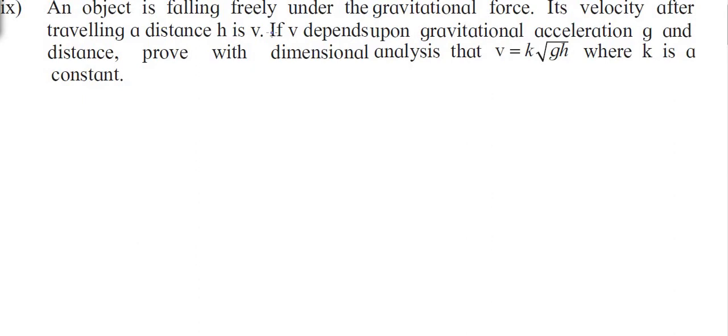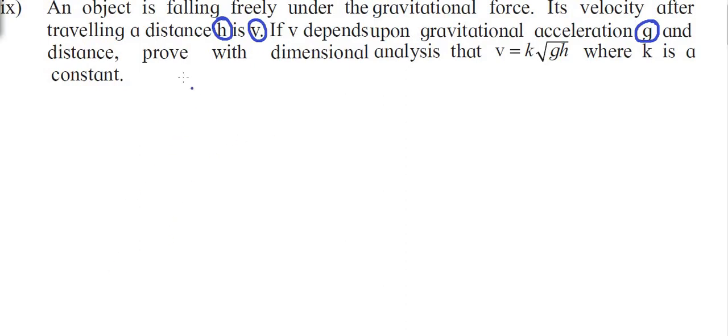An object is falling freely under the gravitational force. Its velocity after traveling a distance h is v. Here h is a length, a fundamental quantity. If v depends upon the gravitational acceleration g, in meter per second square, and the distance h, prove with dimensional analysis that v equals k under root gh, where k is a constant term.